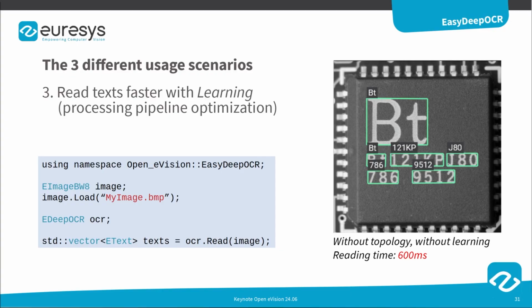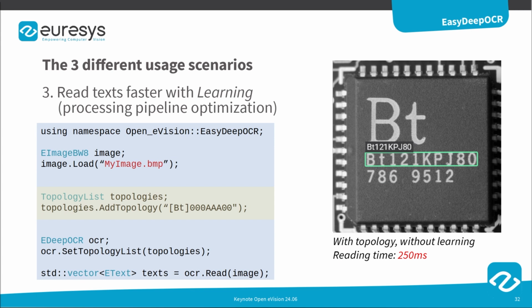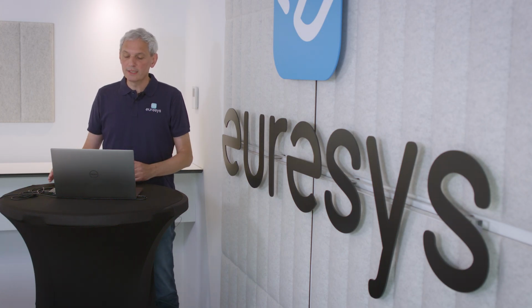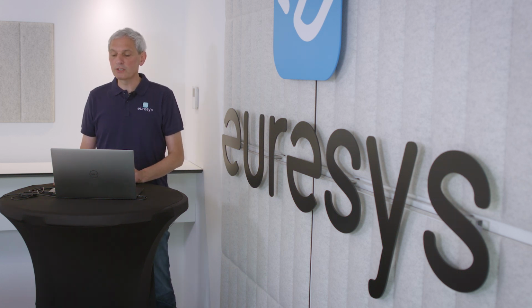In that example, again, if we read without any topology or learning, the reading time is about 600 milliseconds. If I use a topology, like the step before, it's down to 250 milliseconds. So it's faster, but not that fast. If I use 2 images first for learning, so the 2 images at the top of the screen here, then the reading time gets down to 44 milliseconds. So it's a lot faster. And how do we do learning? By simply giving the picture and giving the text in the picture we want to read.